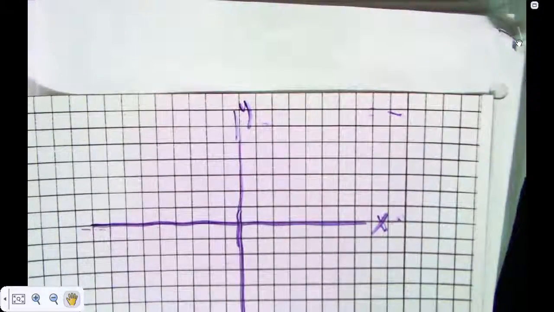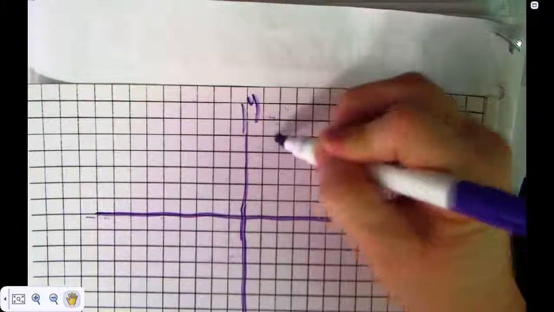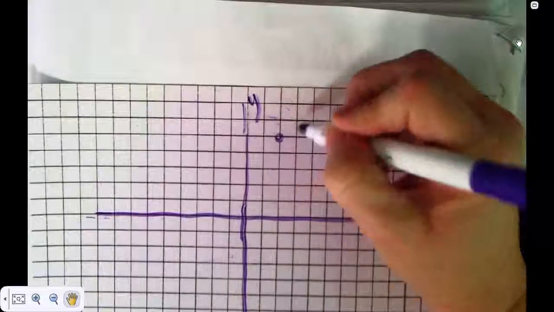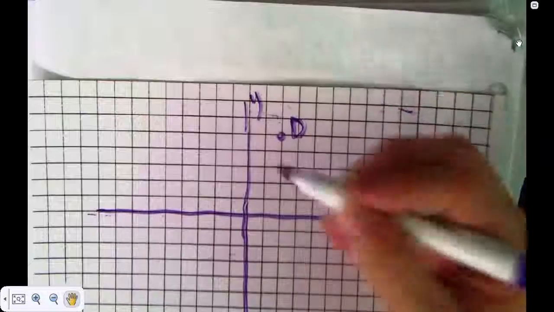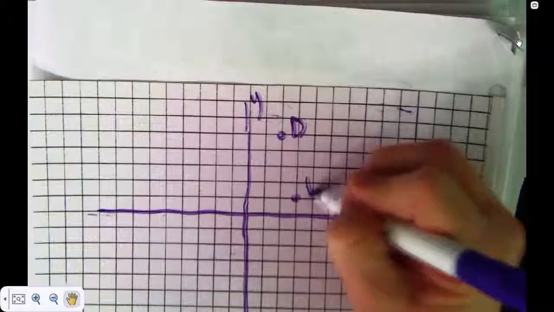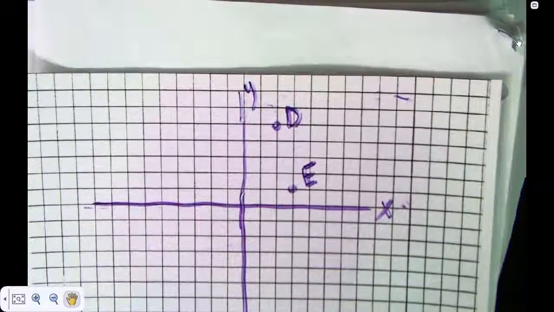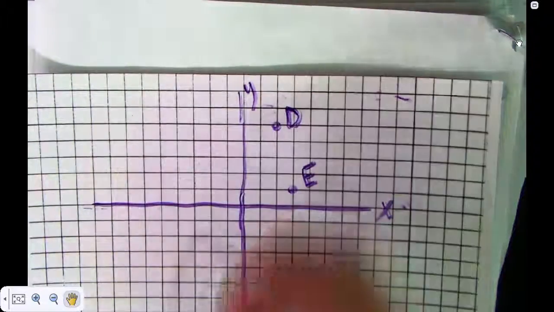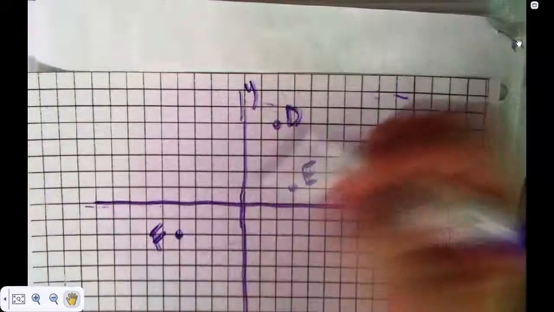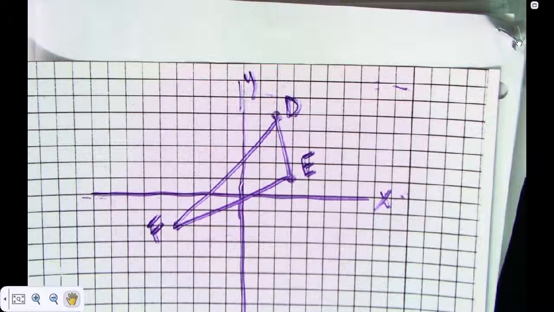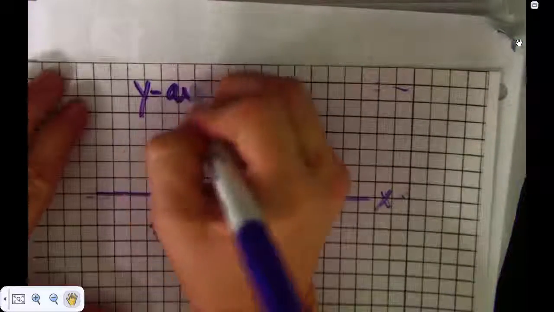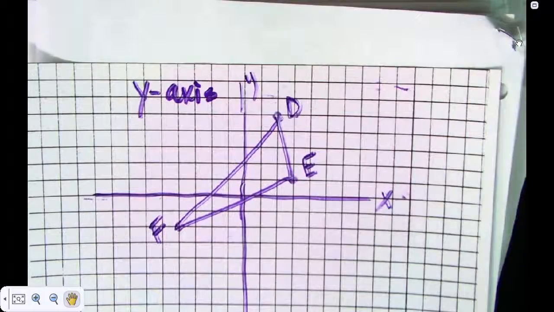Okay, now I want you to put a point at 2, 5. Let's call it D. At 3, 1, let's call that E. At -4, -2, F. Okay? We're going to reflect that over the y-axis. I'm going to reflect it over the y-axis. Tell me what to do.